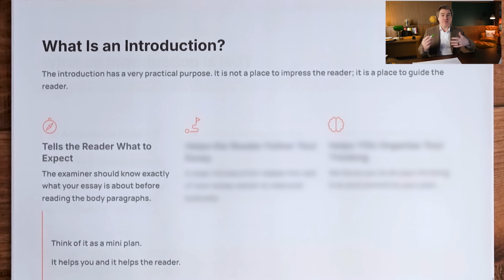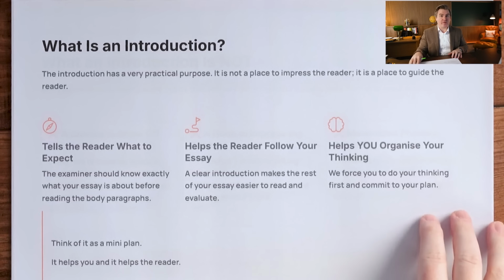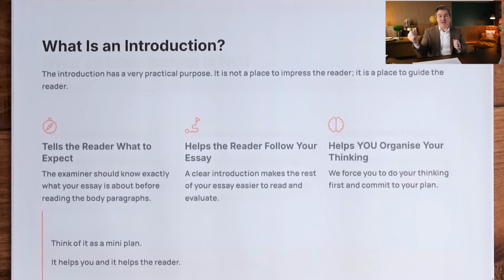Well, number one, it tells a reader what to expect. Think about it as a little flag where you fly it and you say, here's what is going to be in the rest of this essay. It helps the reader. It's much easier for the examiner to follow your main body paragraphs and your conclusion if your introduction is really clear and tells them, here's what you're going to see. And it helps you organize your thinking. Anything that helps you organize your thinking more clearly and helps the examiner understand your essay is a very good thing. More importantly, what is an introduction not?